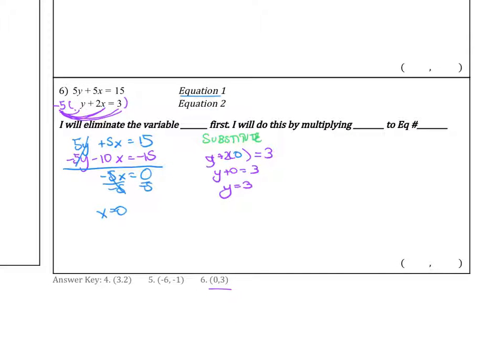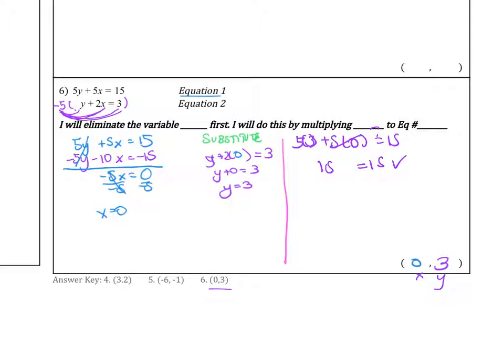Now, just to show you how to do the check, let's do that together. We're just plugging in our x is 0 and our y is 3. So this is our x, this is our y. So now these are in different positions. So 5 times our y value, which is 3, plus 5 times our x value, which is 0, does that equal 15? So 5 times 3 is 15, and that does equal 15, so that's good.